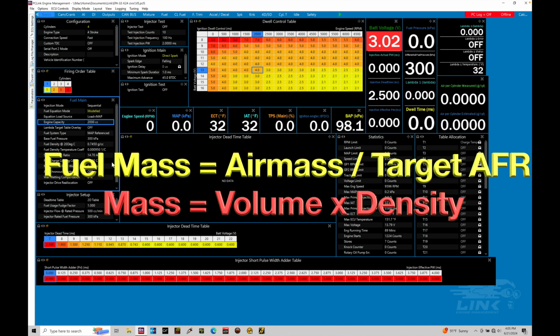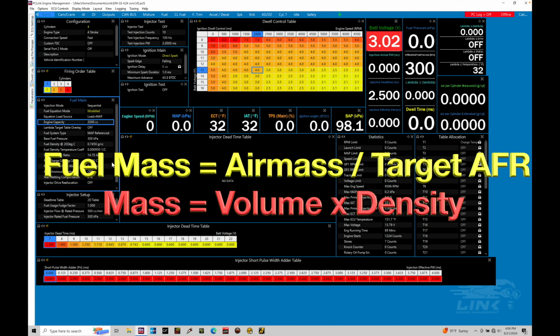When we're talking about air mass, it's going to be accounting for the volume of air entering our engine and the density of the air entering our engine. Volume is easy to conceptualize. We know if the throttle opens, we're going to have a certain amount of airflow coming into the engine. The density is a little bit more difficult to picture because we physically can't see air density changing, but it does change with temperature and elevation. So when we're working in the Link, we can account for the density of the air.